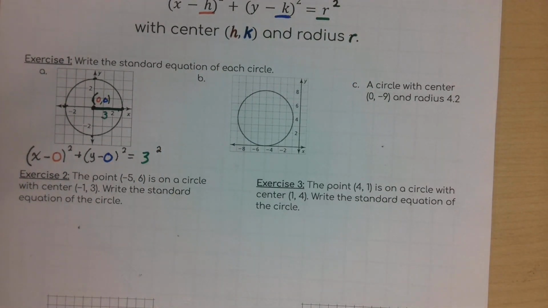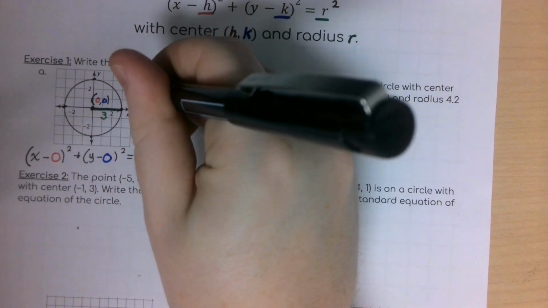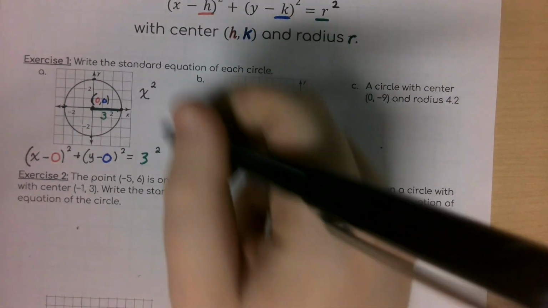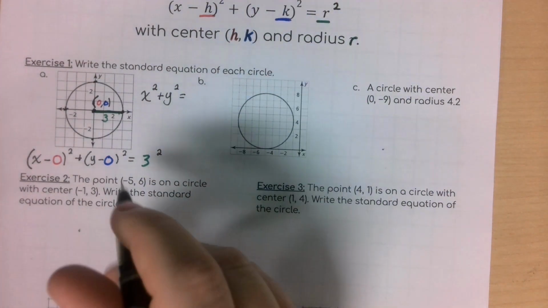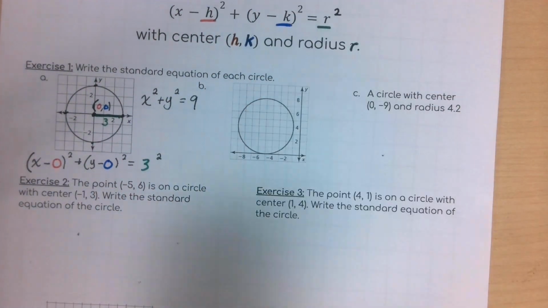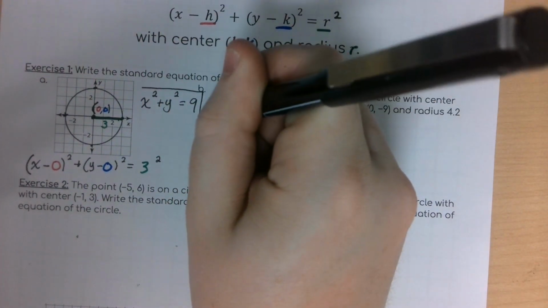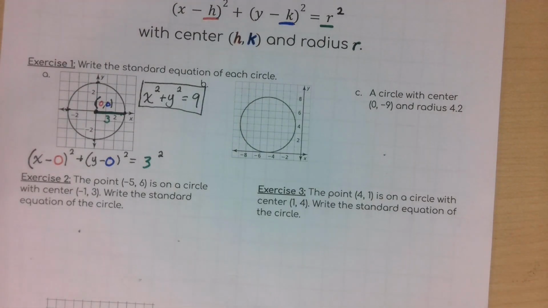All we need to do now is just simplify each piece. X minus 0 is just x, so we're left with x squared. Y minus 0 is just y, so we're left with y squared. And 3 squared is 9. So we're left with 9. Perfect. This is the standard equation of the circle to the left. I want you to give the next 2 a shot. Pause the video and see what you can do.